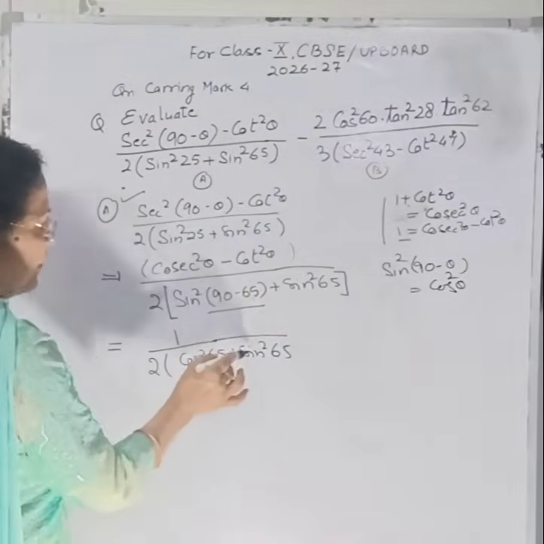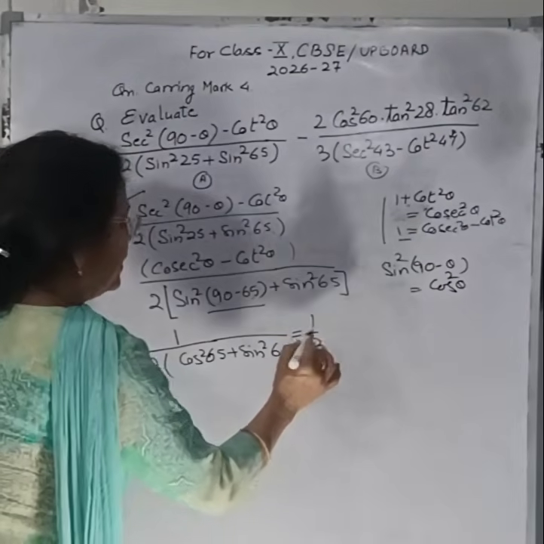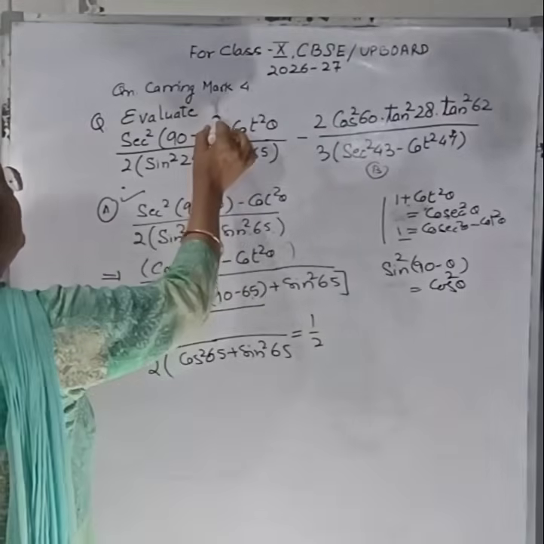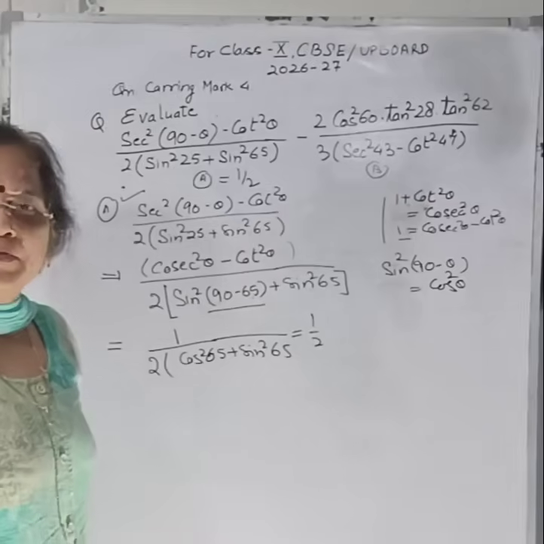Now cos square 65 plus sin square 65 is further equal to 1, so that this portion will be equal to 1 by 2. It means value of this is equal to 1 by 2. A is equal to 1 by 2.